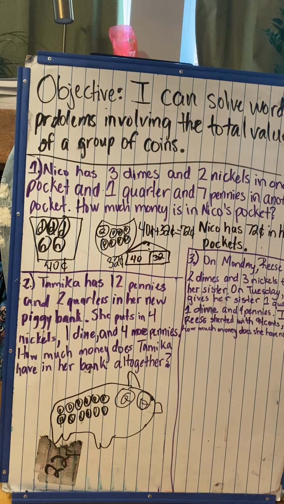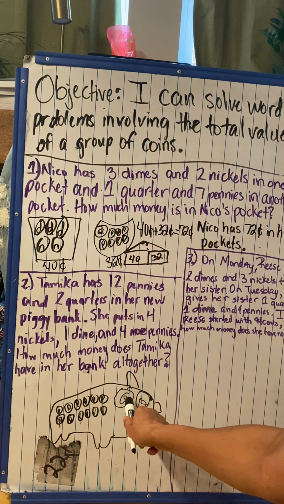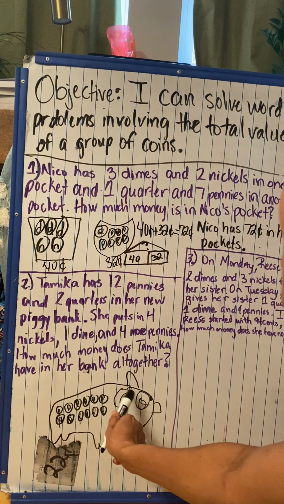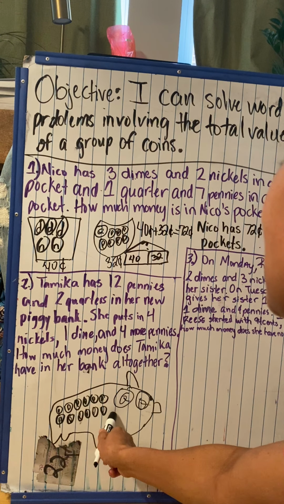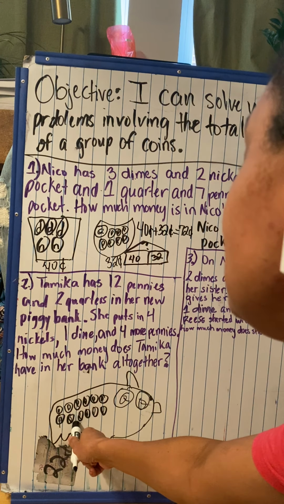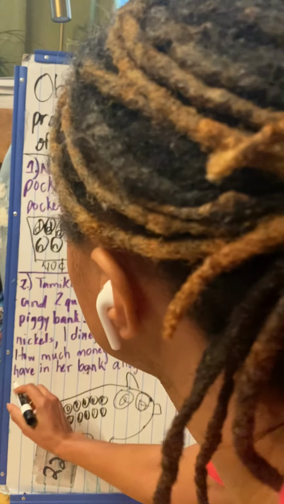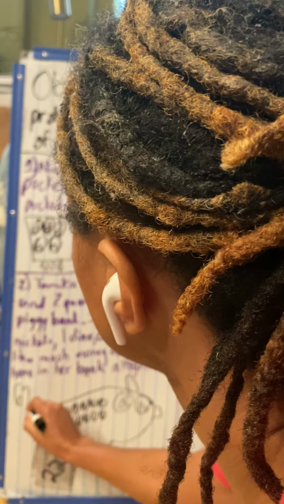So when she started, how much money did she have in her piggy bank? Let's count. 25, 50. We know that there's 6 pennies at the top, so we can say 56, 57, 58, 59, 60, 61, 62. So before Tamika put in more money, she had 62 cents in her piggy bank.